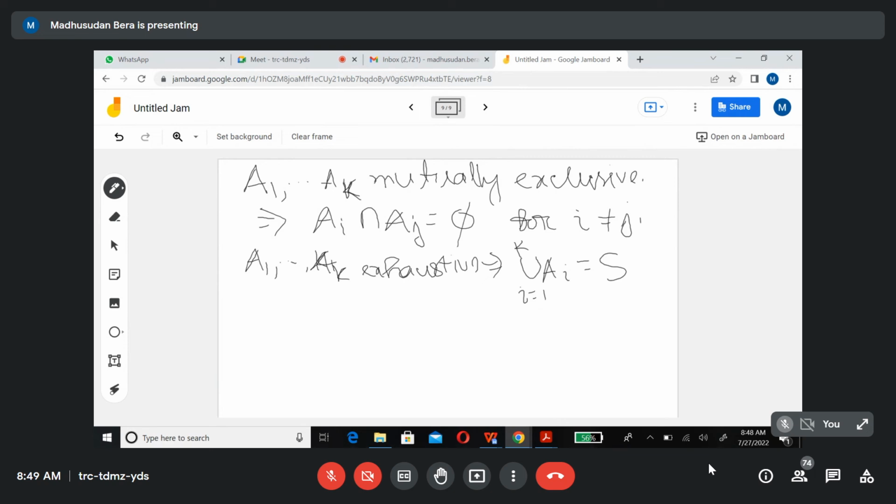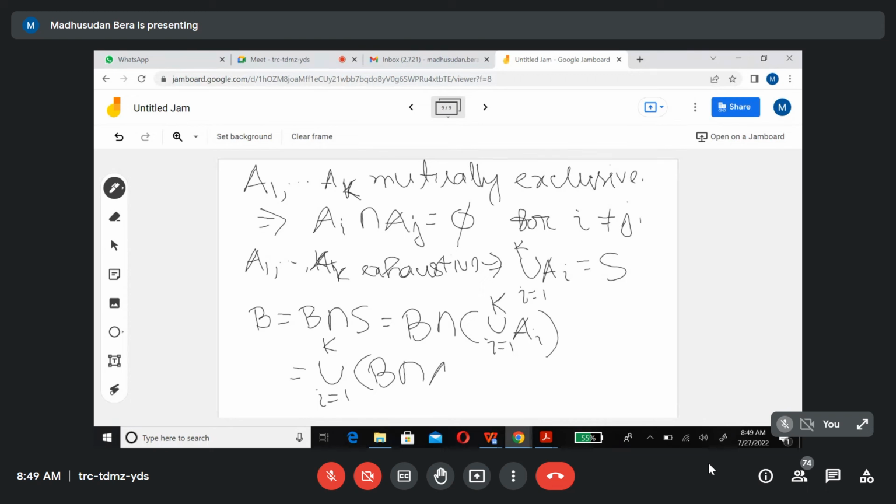Now we have to find probability of B. So how can we write B? We can think of B intersection S, where S is the universal set, meaning the sample space here. So B intersection union of i from 1 to K of AI, since we are putting the set S as that union. Then by set theory it will be union of i from 1 to K of B intersection AI. Is this okay?